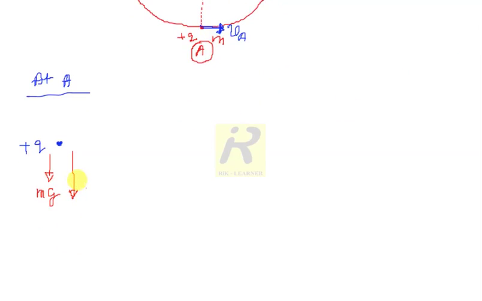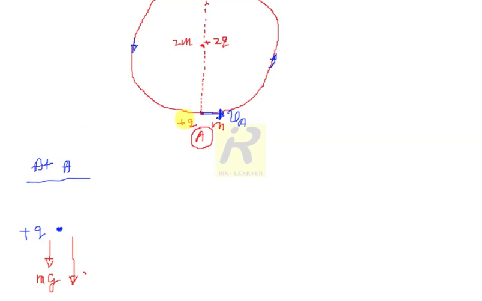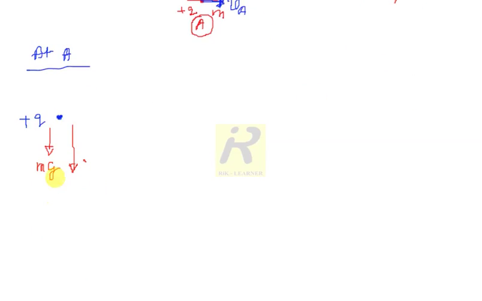So how much should it be? It should be k, the electrostatic constant, that is 1 by 4 pi epsilon naught. Since one charge is 2q and the other charge is q, with separation r, the force is k times 2q times q divided by r square. So this will be 2kq square divided by r square. This is the repulsive force between the two, and I write it here as 2kq square divided by r square.